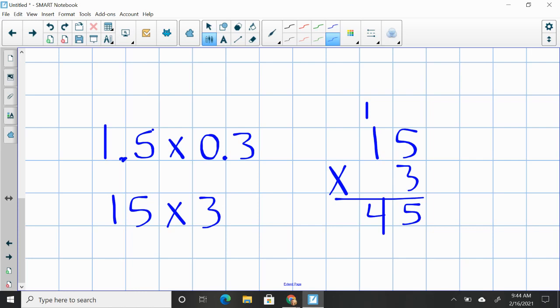It's 1 and 5/10 times 3/10. So the only difference is that I have decimal points. My digits are all the same. Okay, so I count how many places I have after my decimal point. There's 1 here, there's 1 here, for a total of 2 places. And so in my answer, I just slide it back to the left 2 places. And so my answer would be 0 and 45 hundredths.